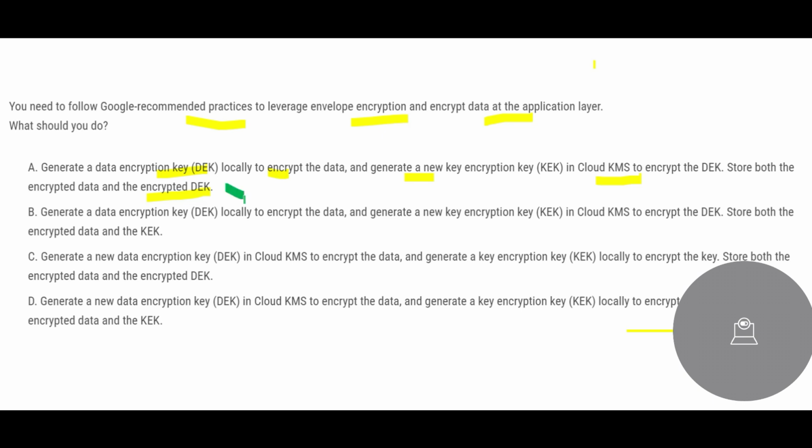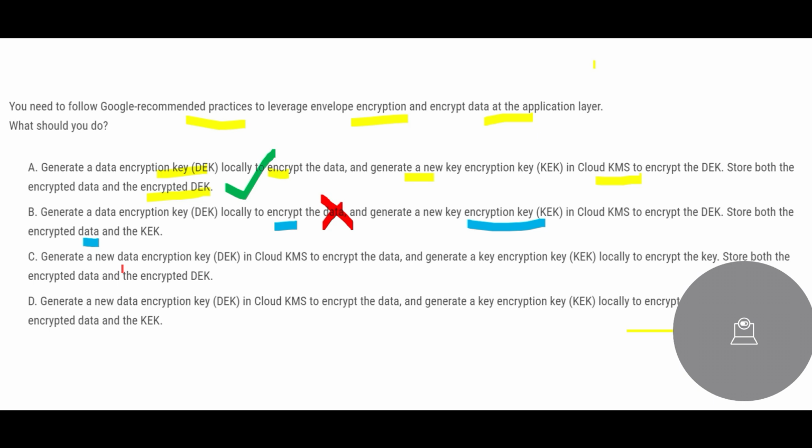But let us look at other options also. B says generate the encrypted data and generate a new encryption key, same as above, in Cloud KMS, and store both the encrypted data and the KEK. See, we have to store the DEK. We already have the KEK stored, so that's why option B is wrong in this context.